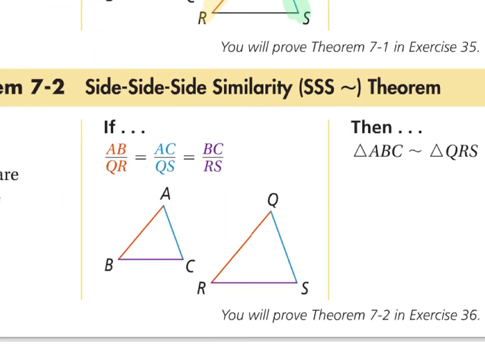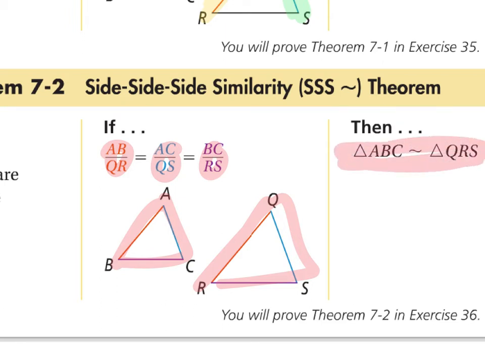Okay, this next one we were actually doing in the last section, in section 7.2, that you probably didn't even realize. We were using side, side, side. So if you have all three sides that are proportionate to each other, if they all reduce down to the same fraction, then you have enough to say that the triangles are similar. Okay, so that's side, side, side.